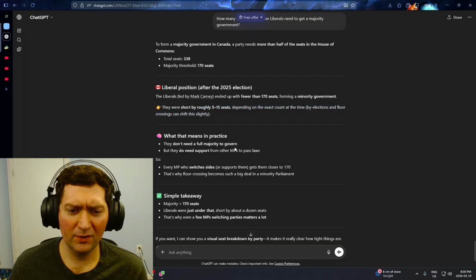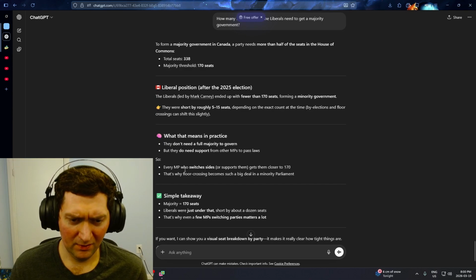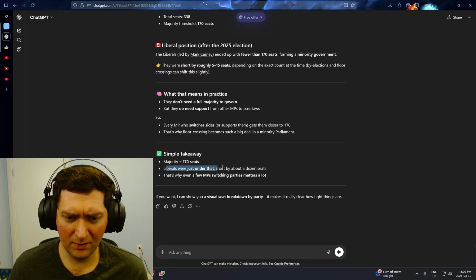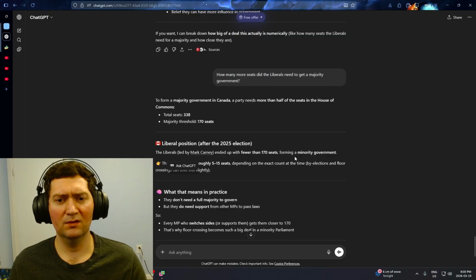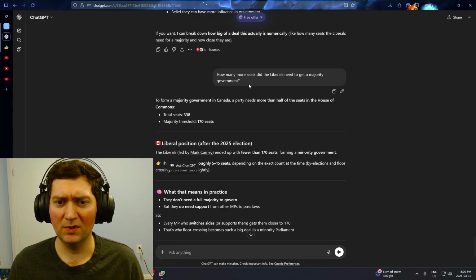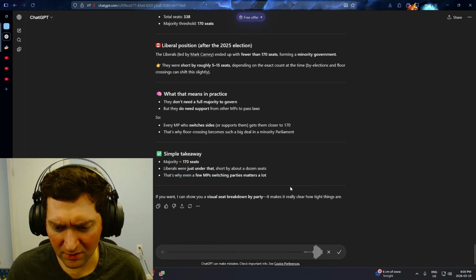They don't need a full majority to govern, but they do need support from the MPs to pass laws, so switches sides, gets them closer. Liberals were under that. How many seats do the Liberals hold? How many seats do the Liberals hold?